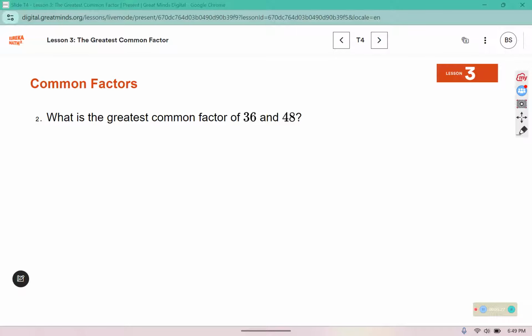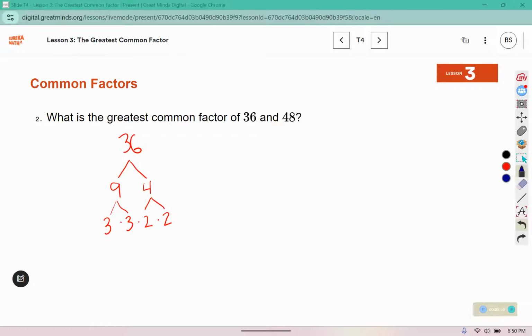What is the greatest common factor of 36 and 48? I'm going to teach you how to use what's called a factor tree. So we're going to start by making a tree-style diagram. 36 can be broken down into 9 times 4. 9 can be broken down into 3 times 3. And 4 can be broken down into 2 times 2.